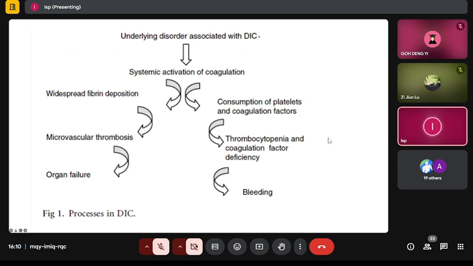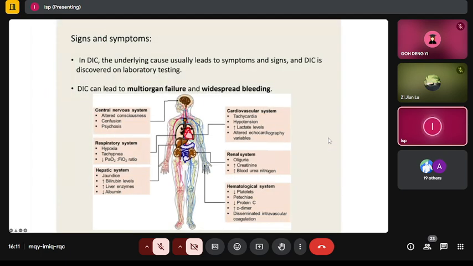The underlying disorder associated with DIC is severe sepsis most of the time, severe infection with multi-organ failure, which triggers activation of coagulation everywhere. It causes fibrin deposition, causing microvascular clots everywhere, and leads to reduced perfusion and organ failure. And because of the consumption of platelets and coagulation factors, you have deficiency of these factors, and you tend to bleed. So you form a vicious cycle, forming clots and bleeding at the same time. That's what happens in DIC. But in DIC, patients will be very sick. You usually don't see them in an outpatient setting. All right.